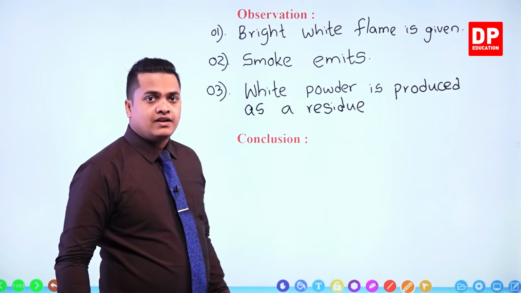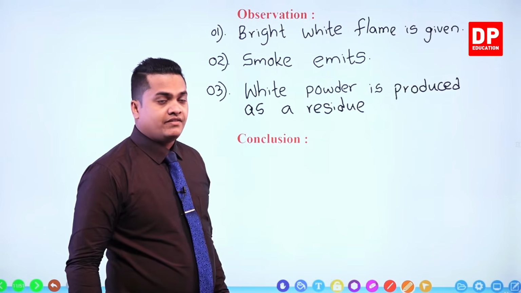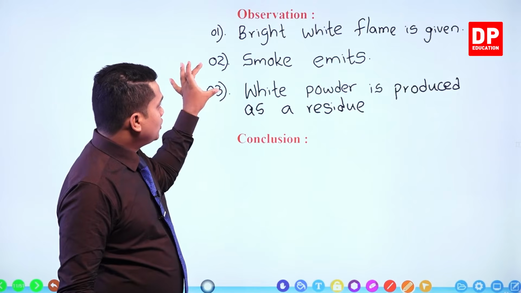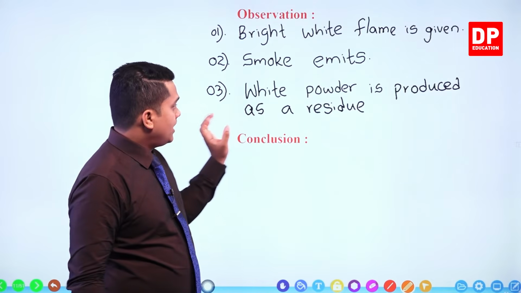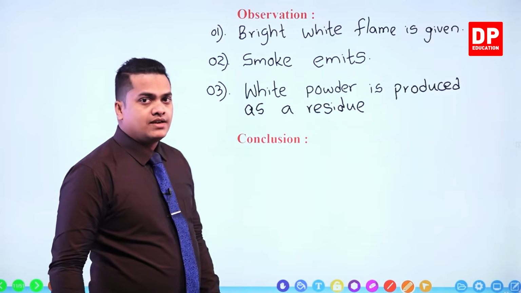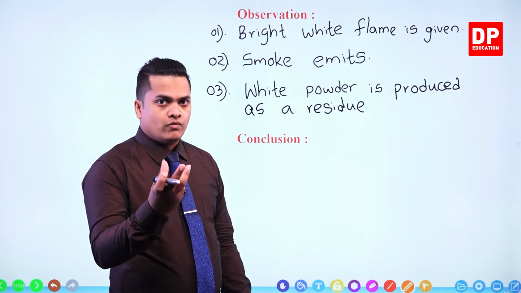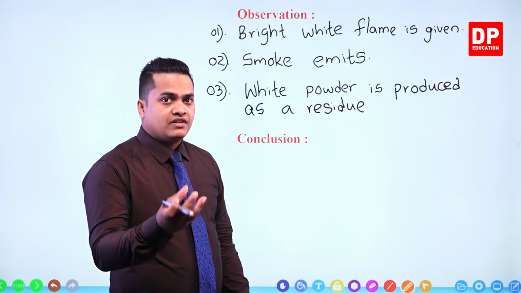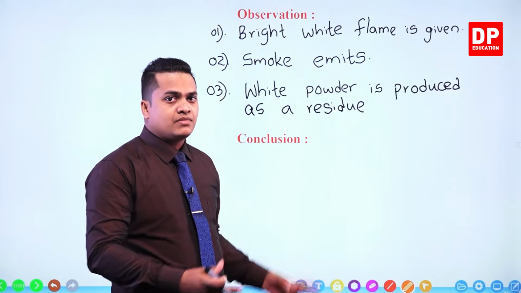Right. So these are our 3 observations from the activity. Number 1, bright white flame is given. Number 2, smoke emits. And number 3, white powder is produced as a residue. Residue means that leftover. After the process, whatever is left over within the system is called the residue.